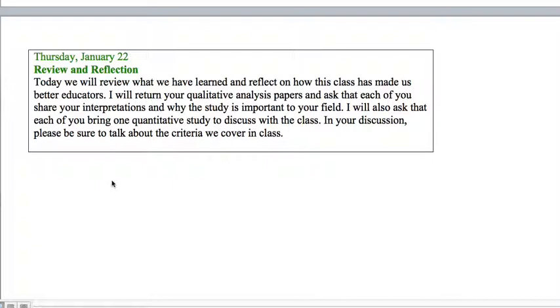And so hopefully leading up to Thursday, I will have an opportunity to talk to you about your paper and highlight the things that I'm going to want you to talk to the class about. I'm also going to ask on that Thursday that you bring in a quantitative study to discuss. It's the same kind of idea. You'll want to go over the criteria that we cover in class, looking at strengths and weaknesses and its practical implications. That's pretty much it.